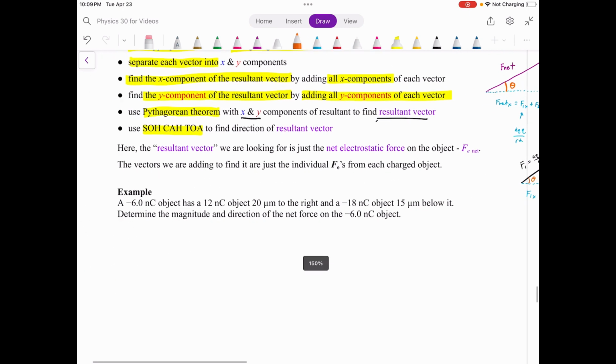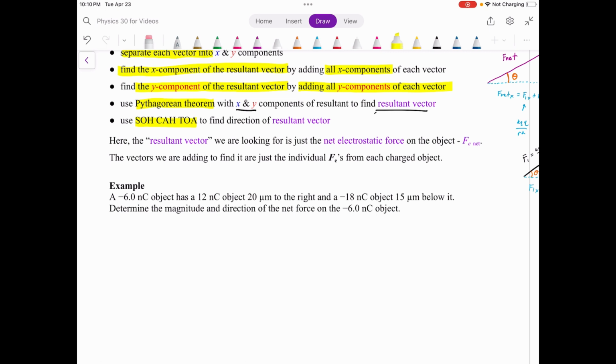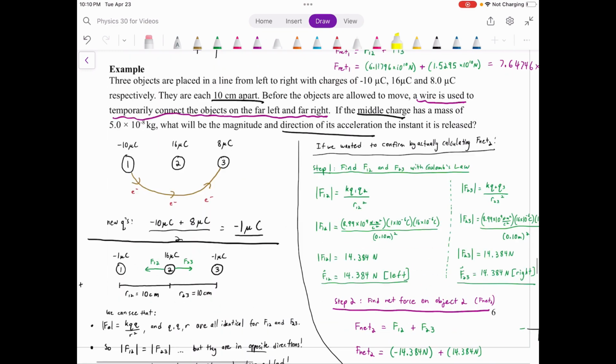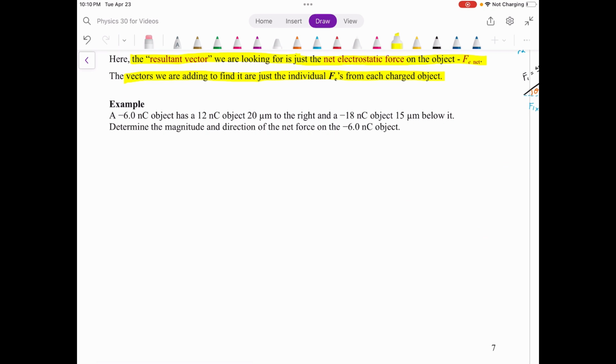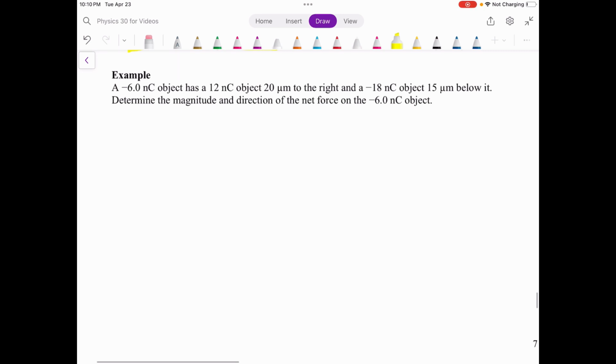Okay, so it's the same idea. The only new thing here is that the resultant vector we're looking for is just the net electrostatic force on the object, right? F electric net. The vectors we're adding to find that are just the individual electrostatic forces from each charged object. So it's the same thing we were doing before. We're going to find the forces, add them up. It's just that now that adding them up part might involve vectors in 2 dimensions. So let's try this one out, see how it goes.